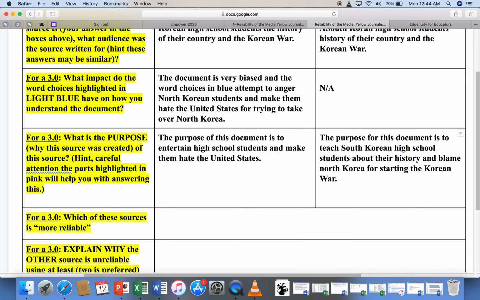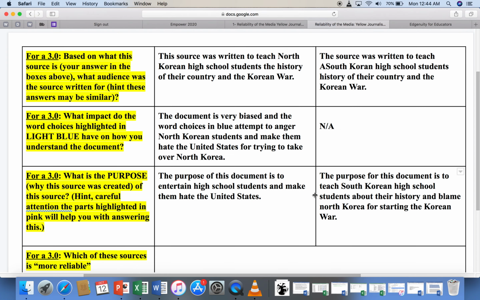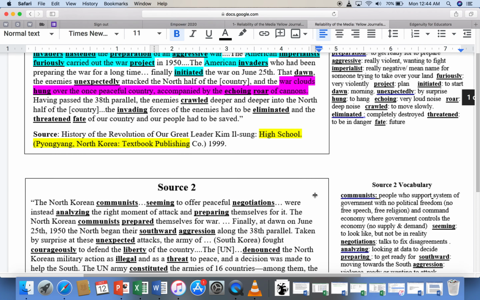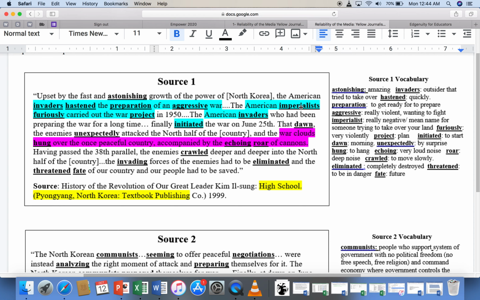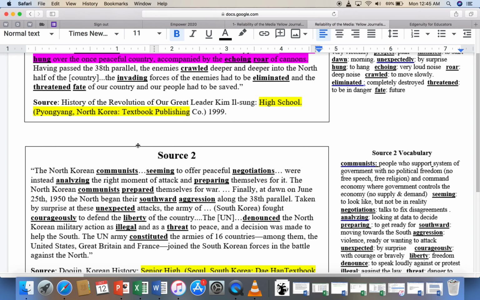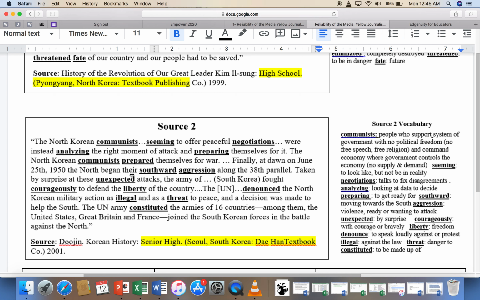Okay. Now we have to determine which of these sources is more reliable. Well, are we going to trust the North Korean textbook that uses these words like aggressive, furiously, imperialist, and how these war clouds hung over the peaceful country and the echoing roar of cannons? Are we going to trust that sort of drama and harsh word choice? Or are we going to trust the one that's a little bit more straightforward? Hey, this happens, then this happens, then that happens, right? So first thing, the North Koreans began their southward aggression.